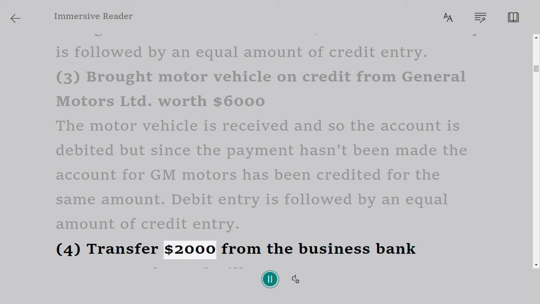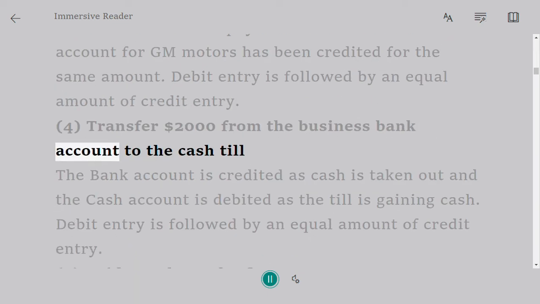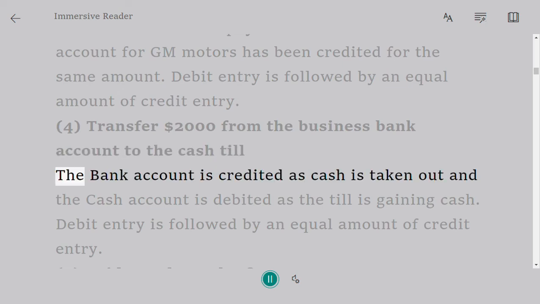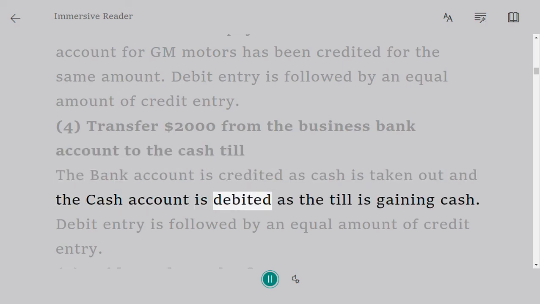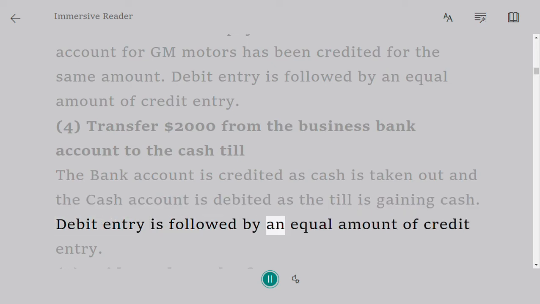4. Transfer $2,000 from the business bank account to the cash till. The bank account is credited as cash is taken out, and the cash account is debited as the till is receiving cash. Debit entry is followed by an equal amount of credit entry.